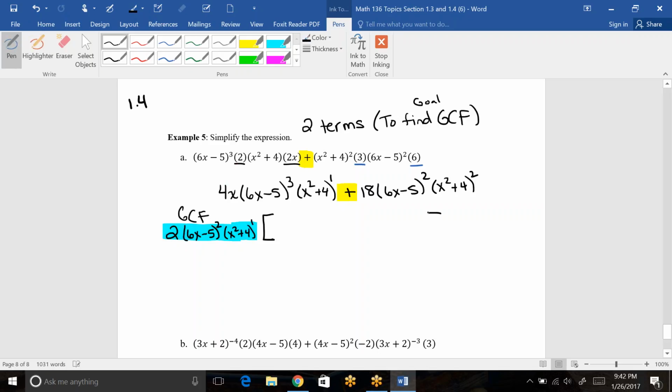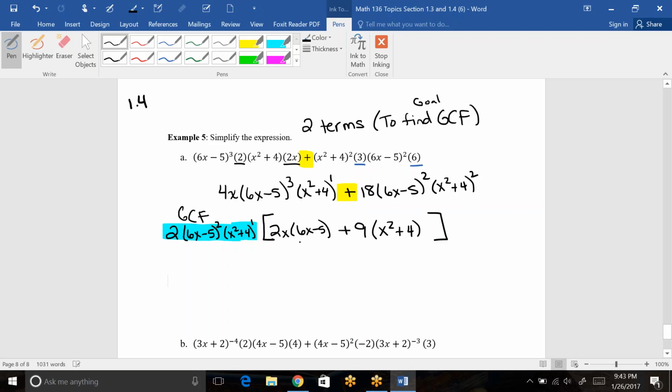In a big bracket, I'm going to ask myself what would be left in this first blob and what would be left in the second blob. So 4x divided by 2 would still be 2x. 6x minus 5 to the third, and I took out 2 of them, so I'll still have a 6x minus 5. X squared plus 4 to the first came out completely, so that one is gone. Positive 18 divided by 2 would be positive 9. Notice I still have my plus sign there. 6x minus 5 squared, I pulled both of those out. X squared plus 4 to the second, I pulled one of those out, so I still have 1.